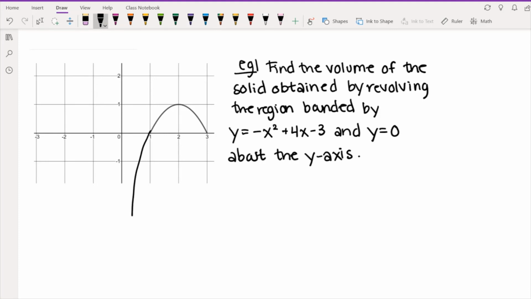It would actually go like this, but I only graphed the part of it that we actually need here, because we're also including y is equal to 0. So that's giving us just the top of the parabola, and that's the region. We're revolving this around the y-axis, so we're going to end up with something that looks like this.